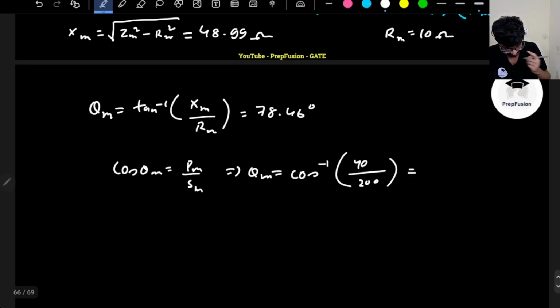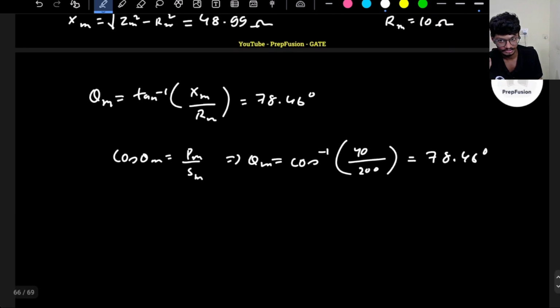From this also you can easily find out what is your theta M, right? 40 upon 200 cos inverse, again same value, you will get exact same value. So you don't even need to find out the value of R_M, X_M, all those things, right? Without finding out the value, you can totally find the angle.